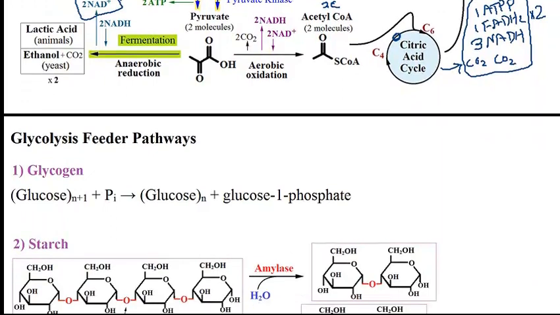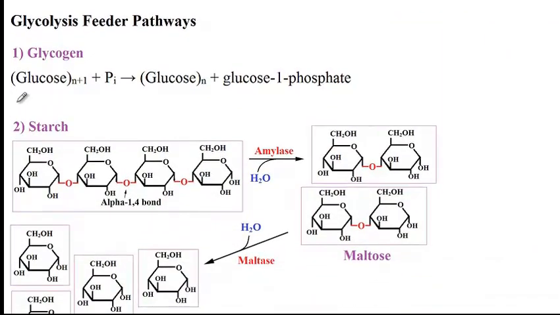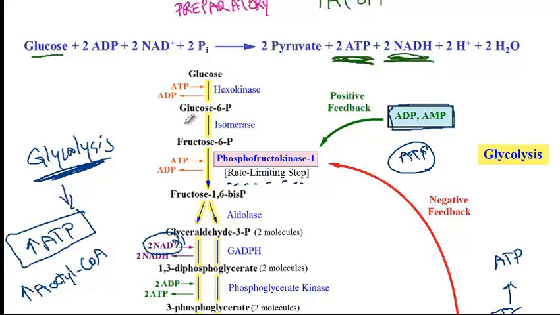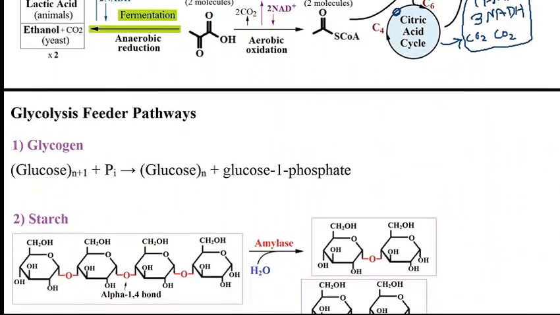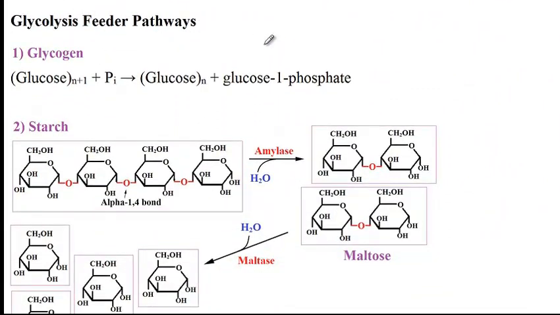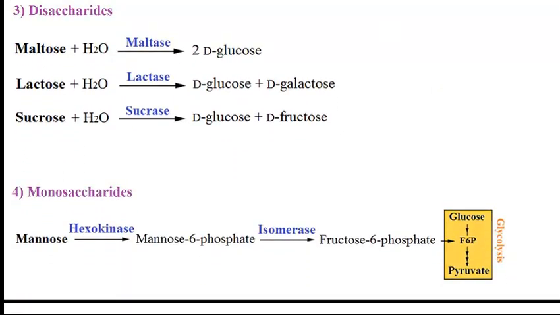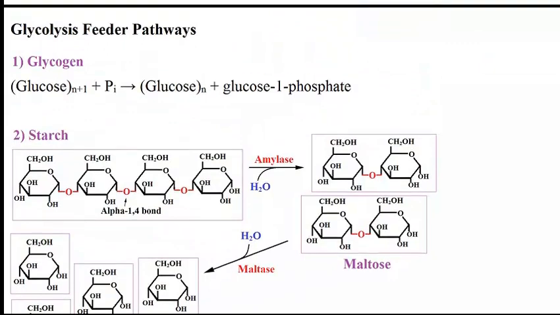Now moving on to one other concept, the glycolysis feeder pathways. So we already know that glucose was the starting molecule, but then there are other molecules that can be added to this glycolysis pathway in order to get glycolysis going. And so I'm going to discuss all these intermediate molecules in the glycolysis feeder pathway. So there are 4 different groups of molecules that can contribute to glycolysis. These include glycogen and starch, disaccharides, and monosaccharides. All right, now let's go through every one of them.